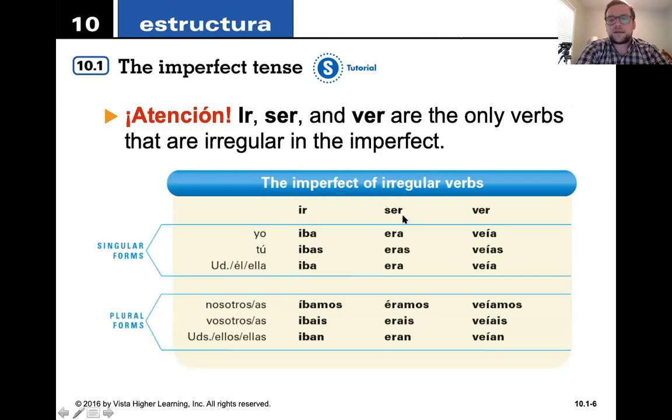Then we have ser: era, eras, era, éramos, eran. Okay, then we have ver: veía, veías, veía, veíamos, veían. Muy bien. Okay, so they're just a little bit irregular. The only thing that makes ver irregular is that you include the E before the ending, right? So if you're following the rules, typically you're going to drop your ER, IR, or AR ending and then add your ending. But what makes this irregular is we keep that E, okay?